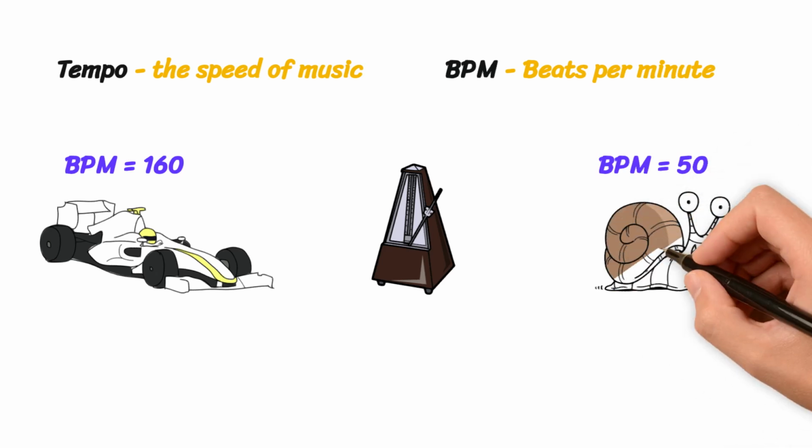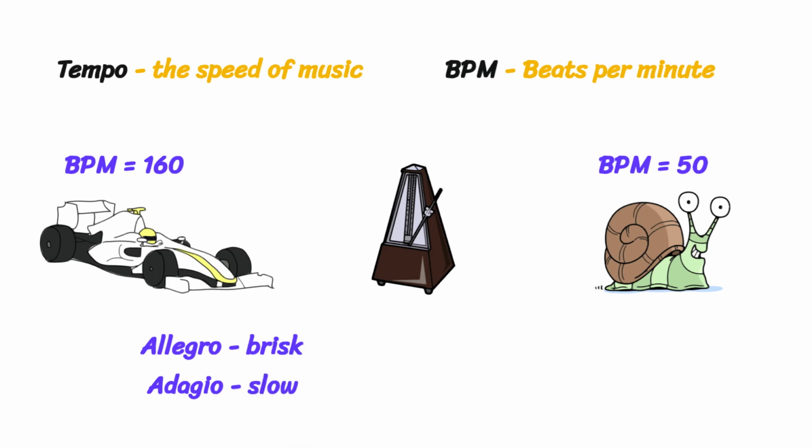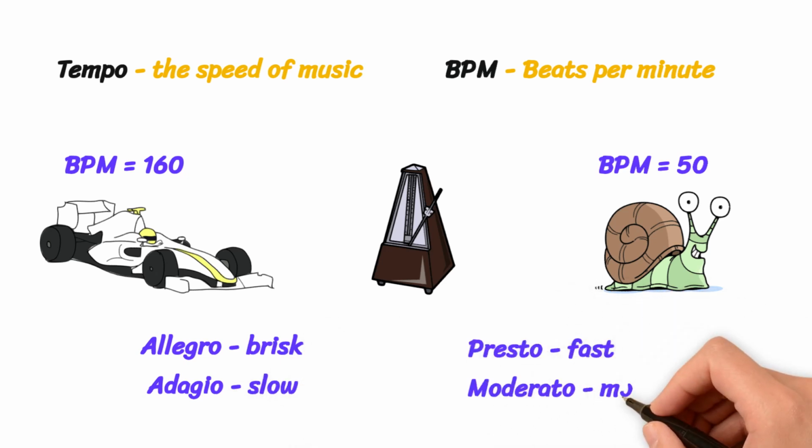Additionally, composers use various terms such as allegro, adagio, presto, and moderato to describe the speed of music. Now is quiz time. If you need time to think, please pause the video here.